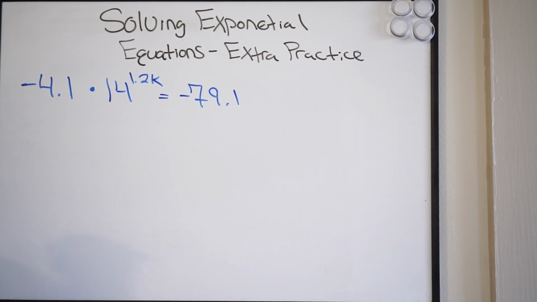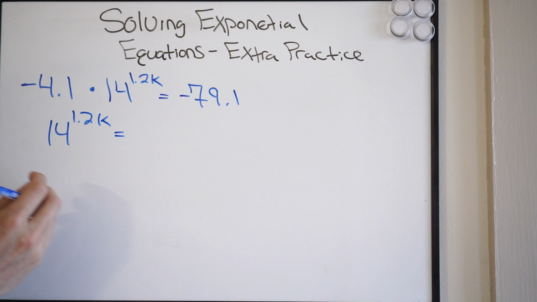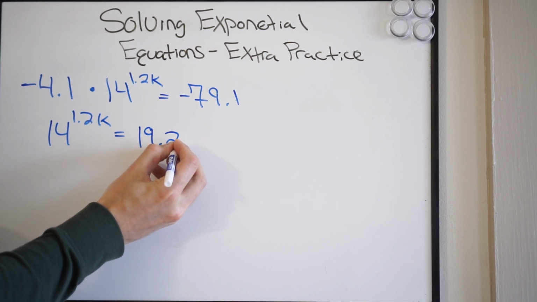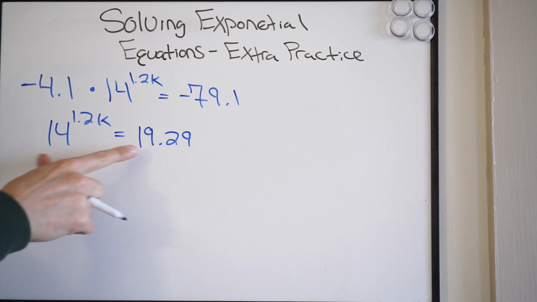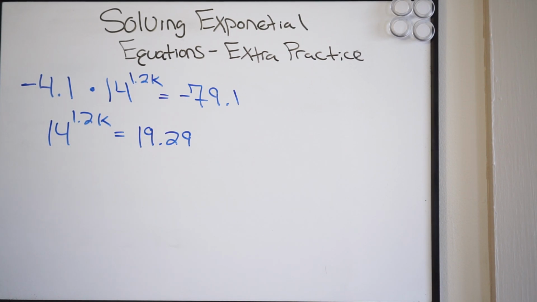So what I have here now is 14 to the 1.2k equals, and again we just divided both sides by negative 4.1, we got 19.29. Now remember your rules. We want to try to get the same base when we're solving for exponentials, between the values on the left and right side of the equal sign. If you look at this, that's not going to be possible. So your next option is to take the log on both sides.